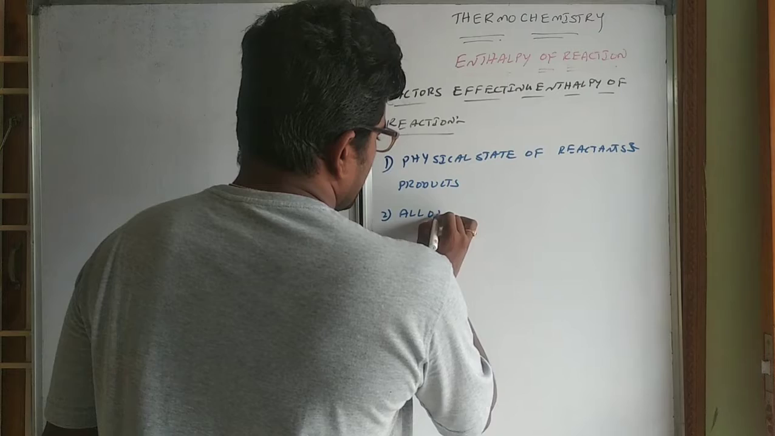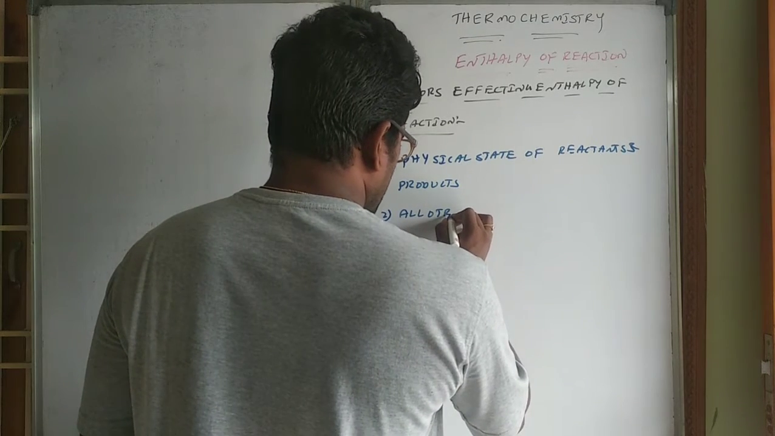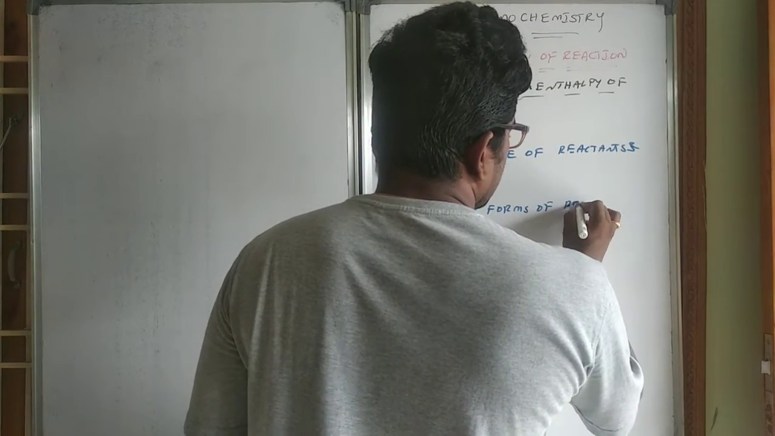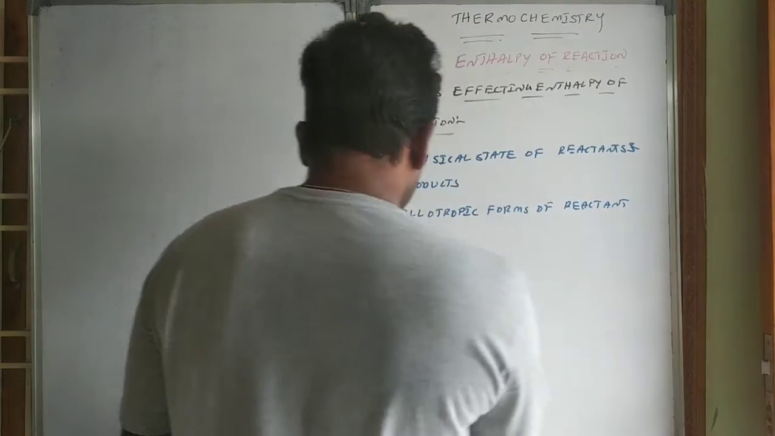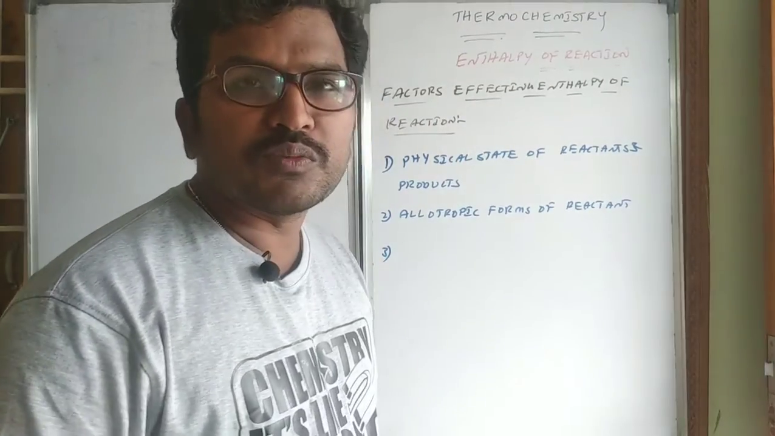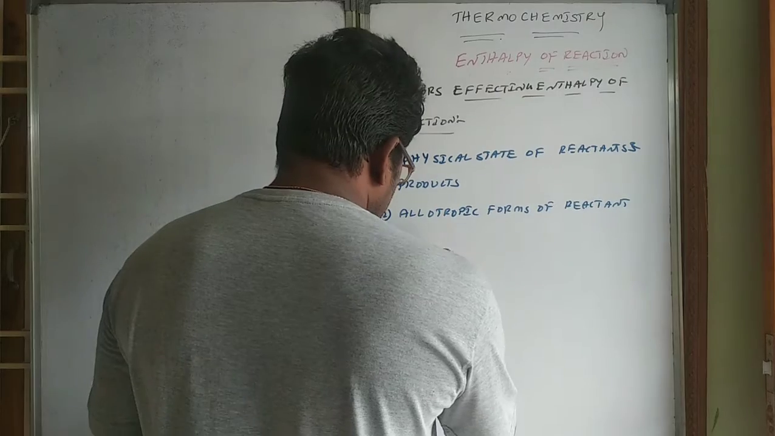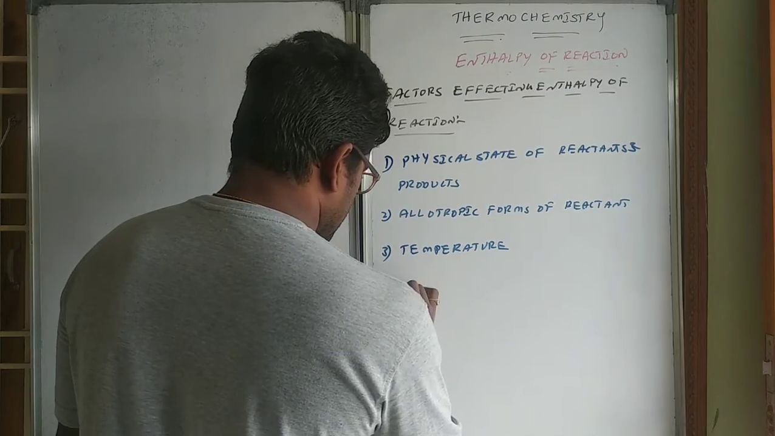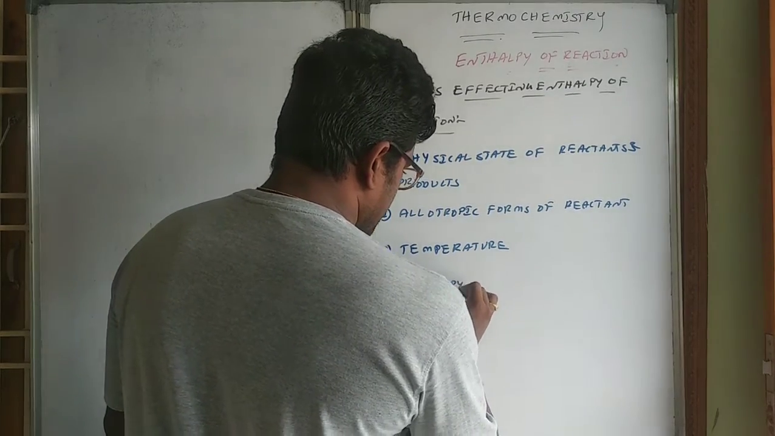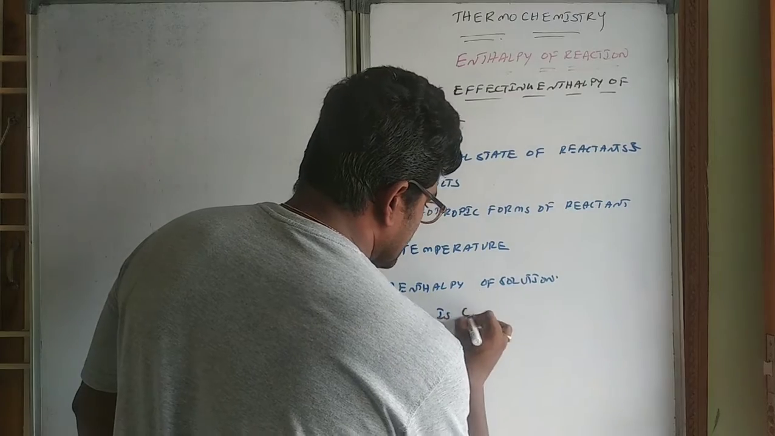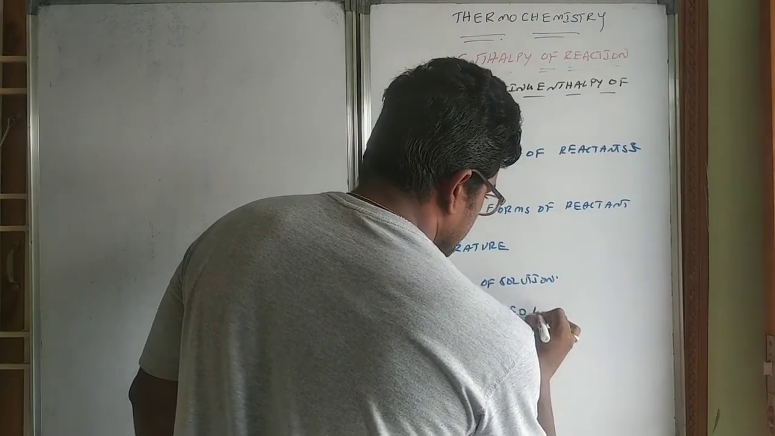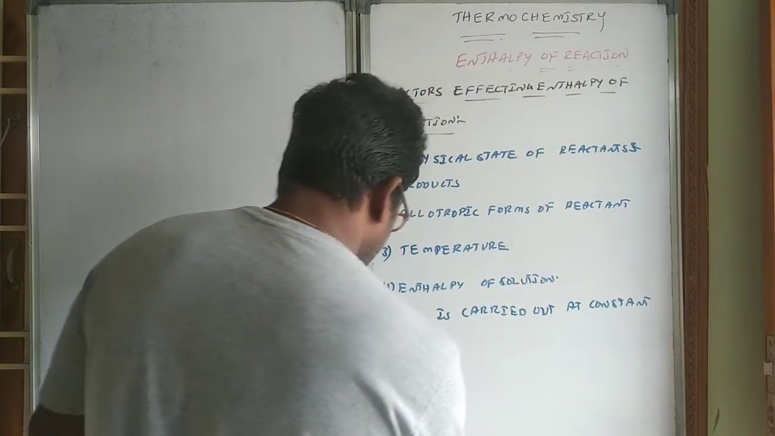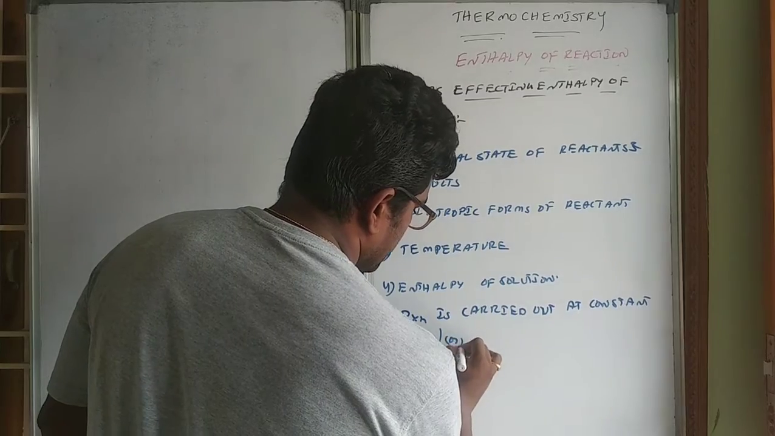Next one, allotropic forms of reactant. Allotropic forms of a reactant will come. And another one is temperature. Enthalpy: whether this reaction is carried out at constant temperature or pressure.